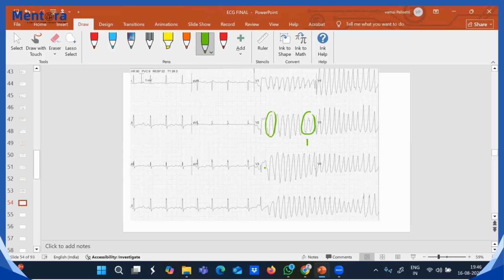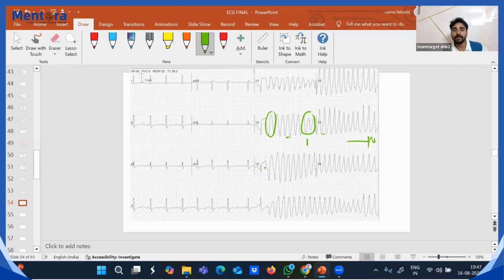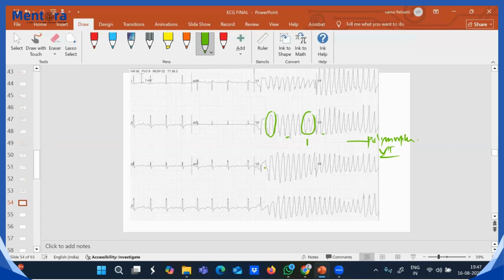When you see the duration also here, the number of small boxes is a bit more. When you compare here, small boxes are less. Duration also is different. And that is called polymorphicity. Either duration can be changed, or axis can be changed, or amplitude can be changed. Clear? The AVR is negative in it.